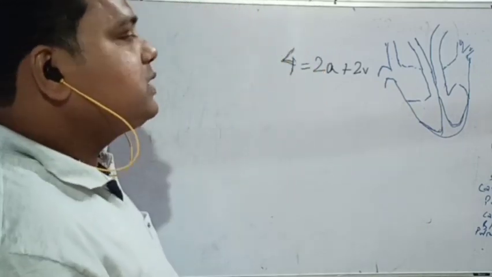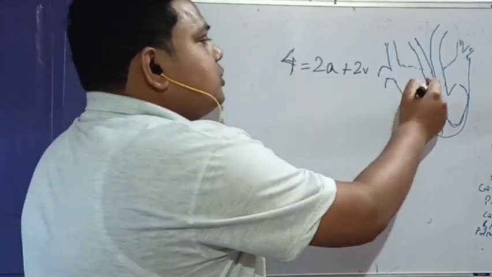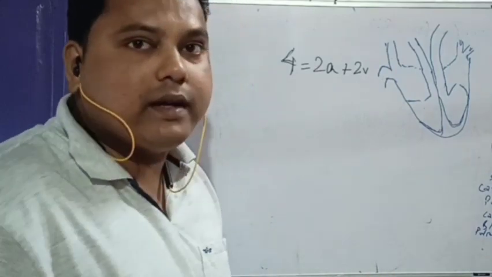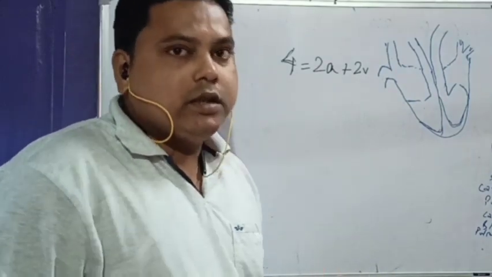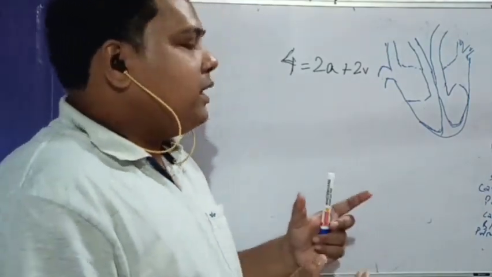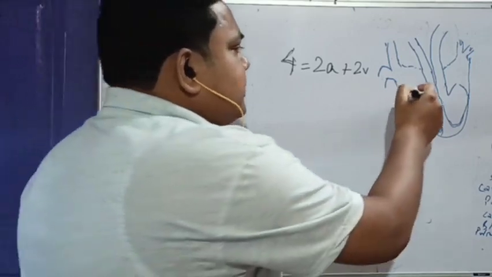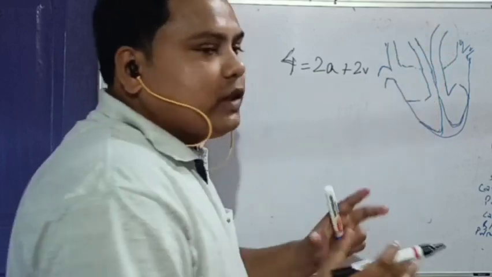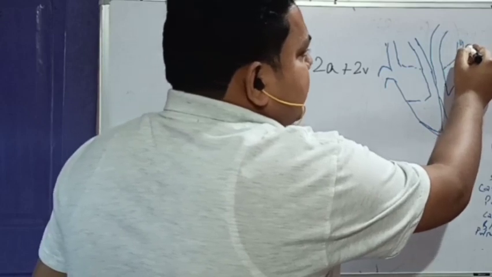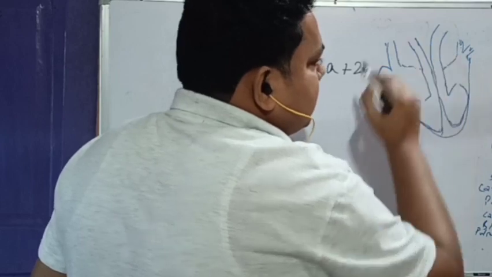So it goes to the right ventricle. What happens after that? After going to the right ventricle, the blood goes to the lungs for oxygenation, because we breathe in air rich in oxygen. So the blood goes to the lungs, and what happens there? This deoxygenated blood goes there and oxygenation happens, and after oxygenation, it comes through the pulmonary vein.